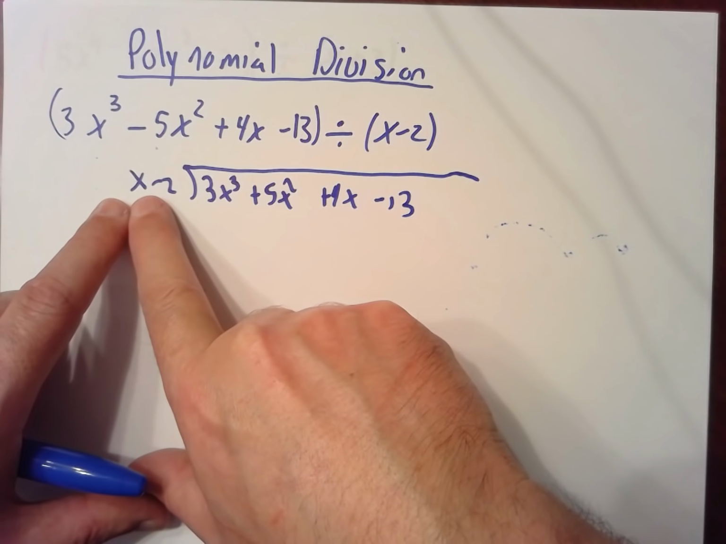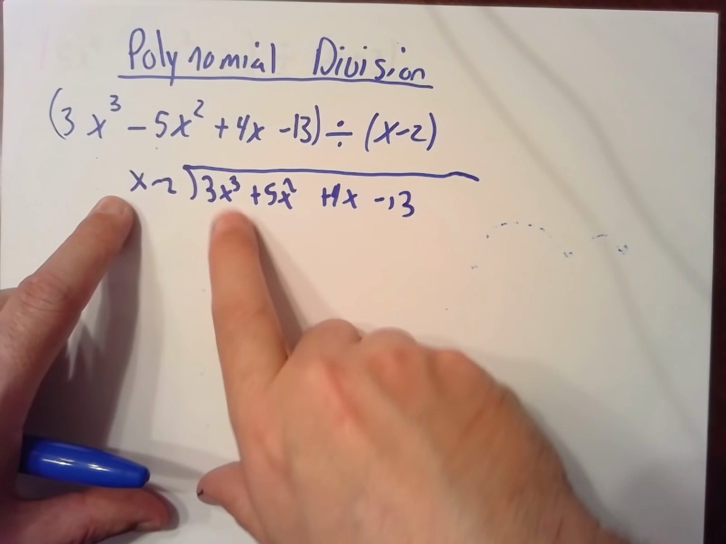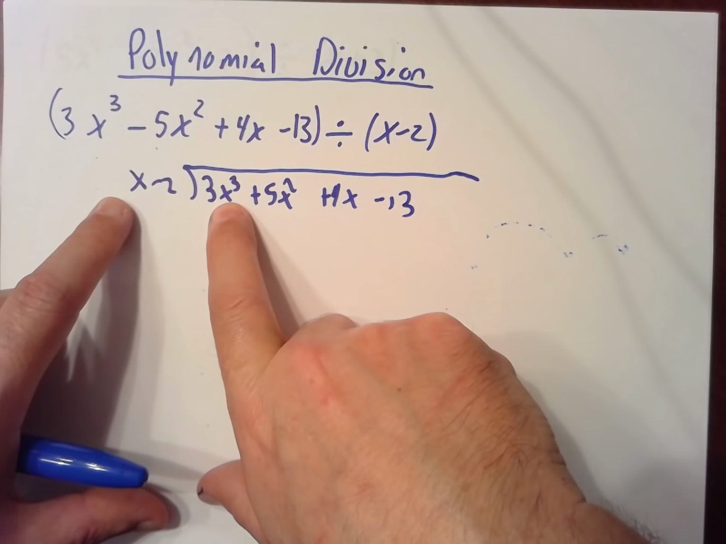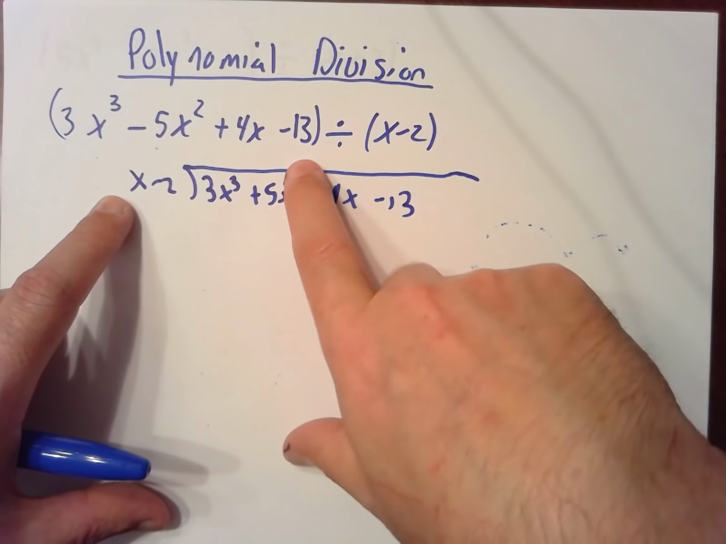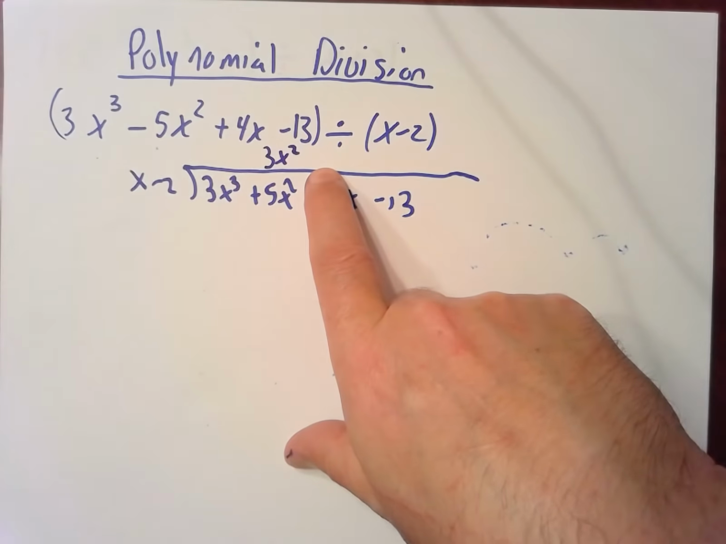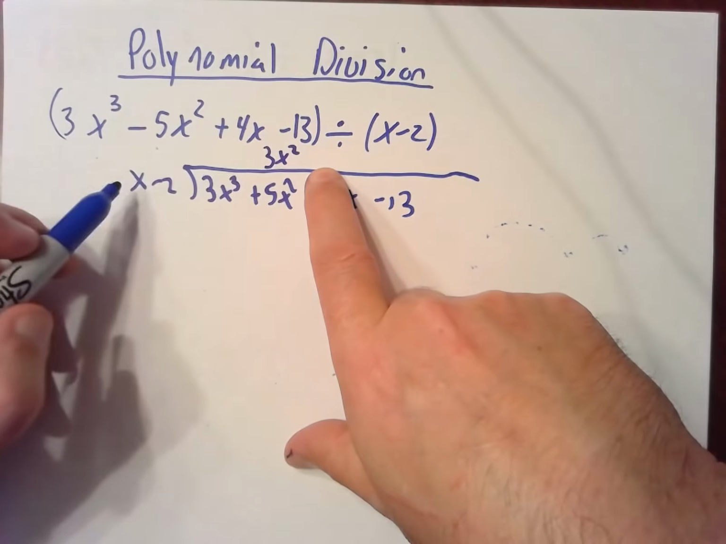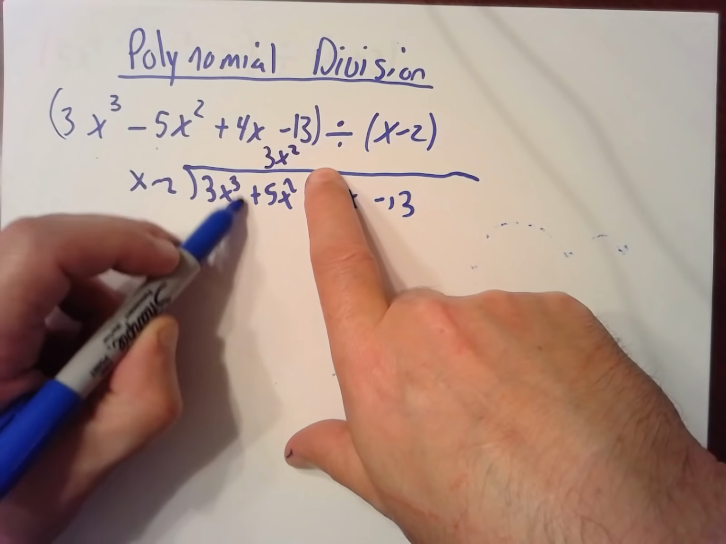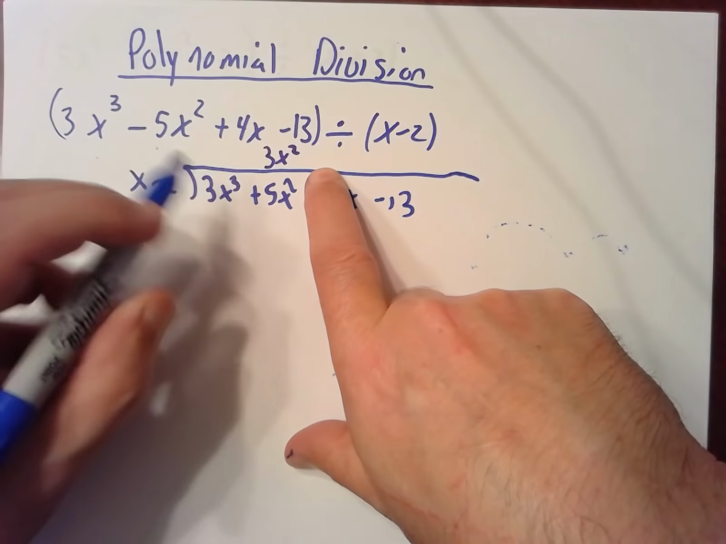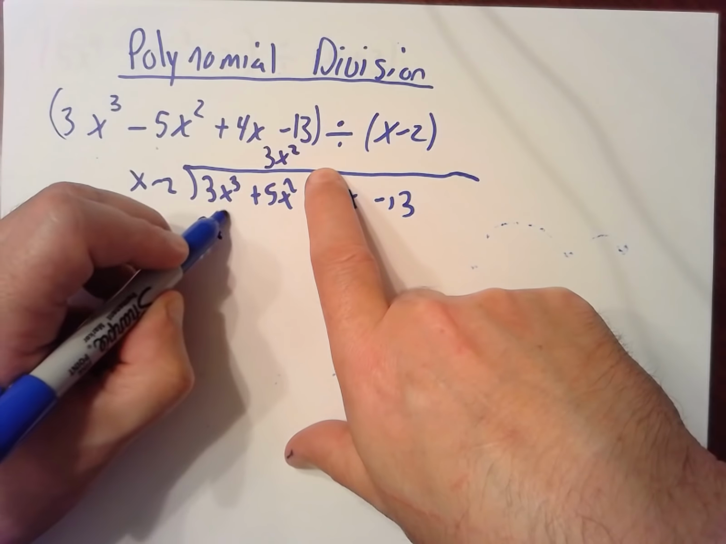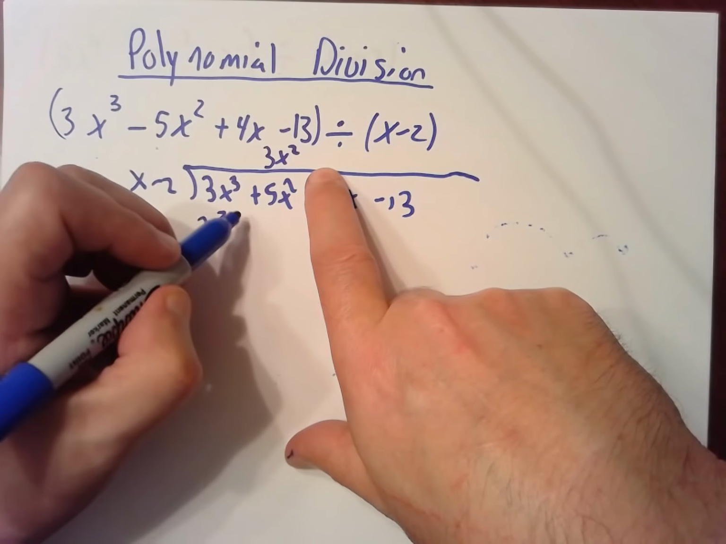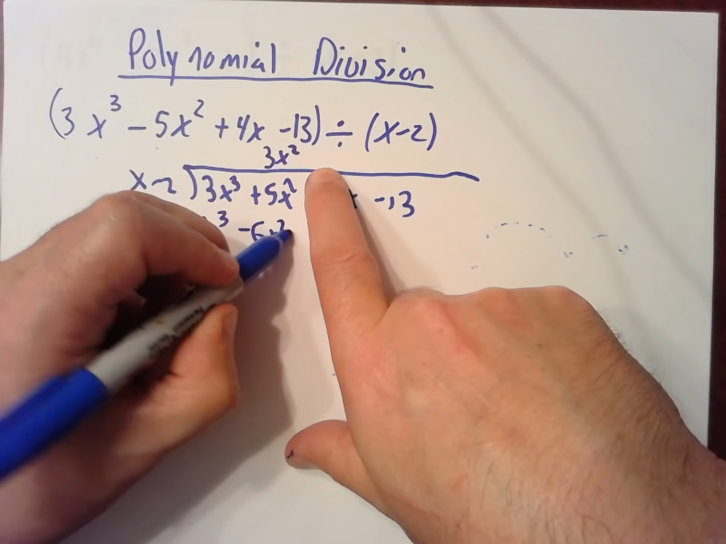First thing I ask is, what would I multiply x by to get 3x cubed? And the answer is I would multiply by 3x squared. So up here on top of the x squared, I put 3x squared. That's what I would multiply the guy in front to get the guy in front. Now I distribute. 3x squared times x is 3x cubed. 3x squared times negative 2 would be negative 6x squared.